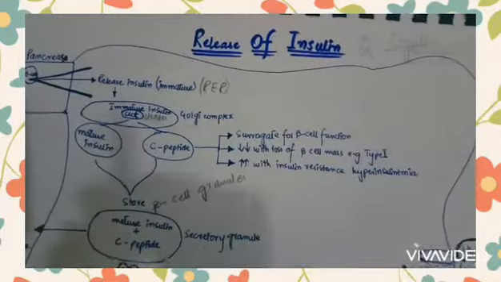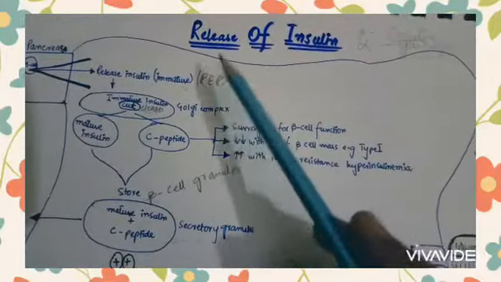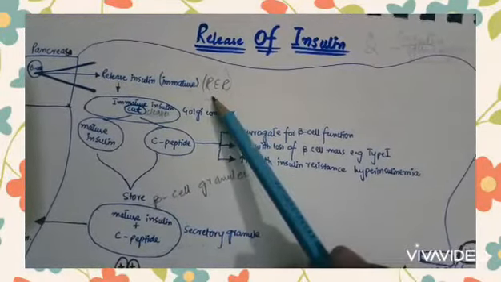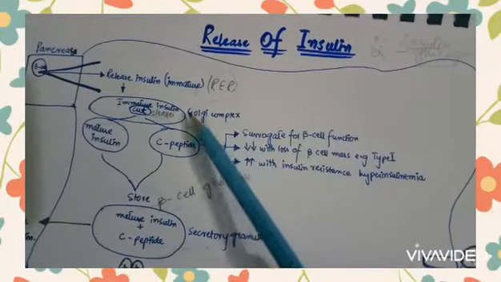How is insulin synthesized? Insulin is synthesized in the beta cells by the rough endoplasmic reticulum. This rough endoplasmic reticulum synthesizes the insulin in the immature form. Then this immature insulin will go to the Golgi complex.